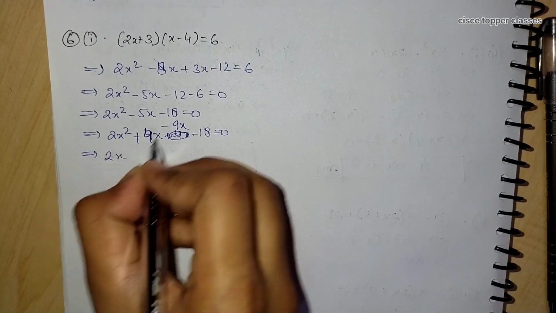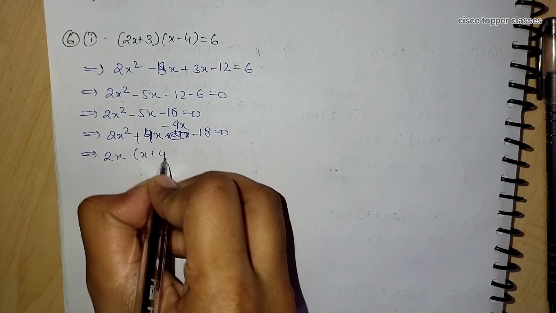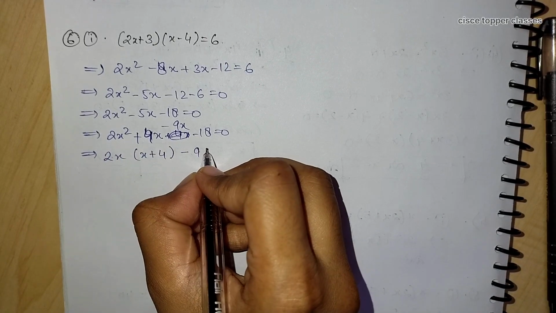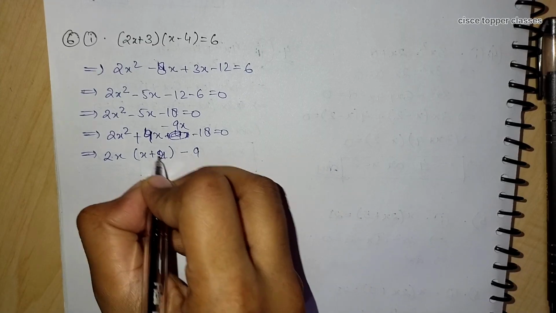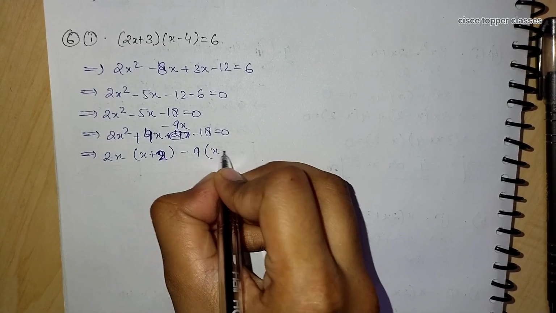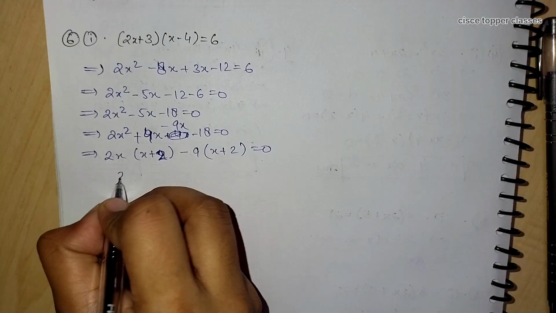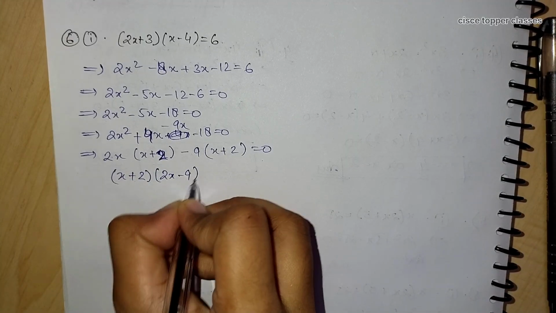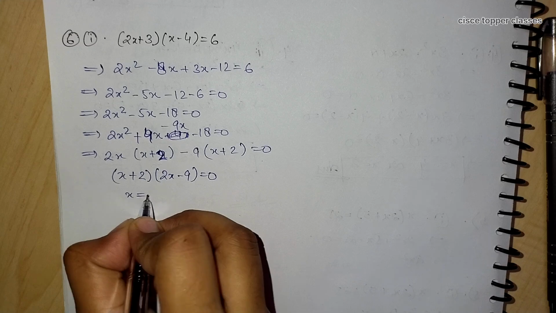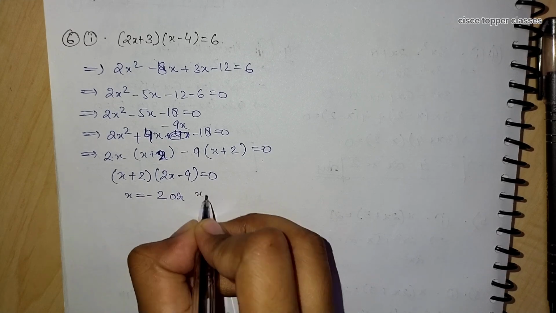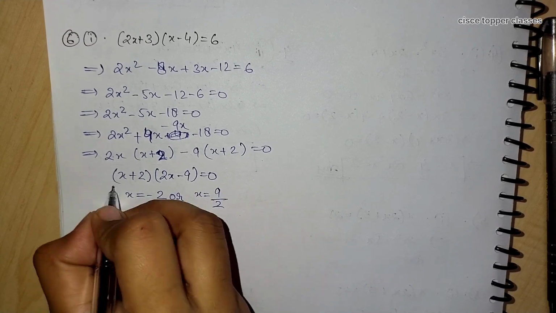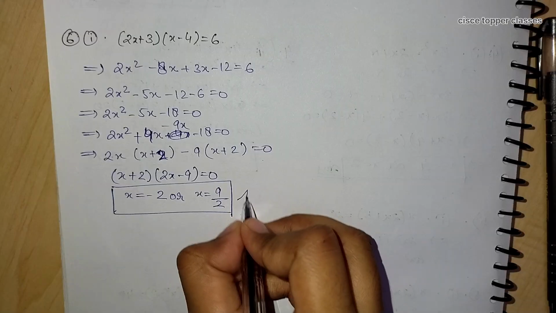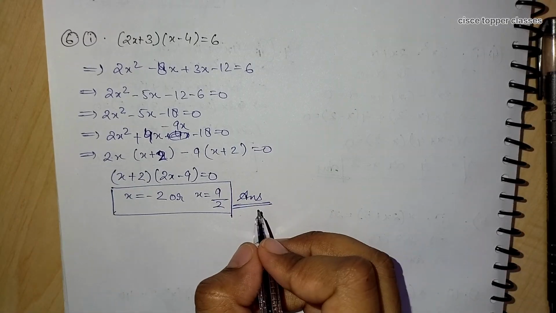So on taking common, we will get factors (x + 2) here, and here also (x + 2). On writing it as (x + 2)(2x − 9) = 0, we can find x = −2 or x = 9/2 is the final answer here in this question. So this is the answer here.